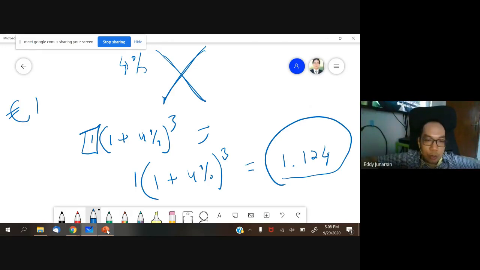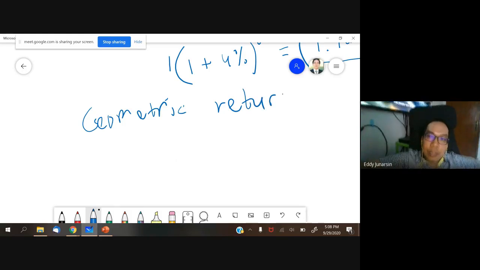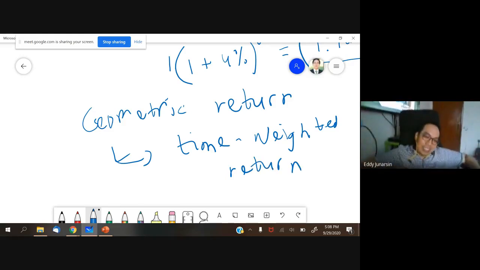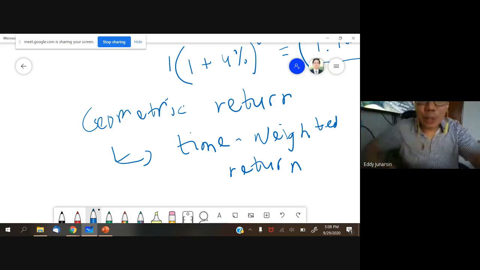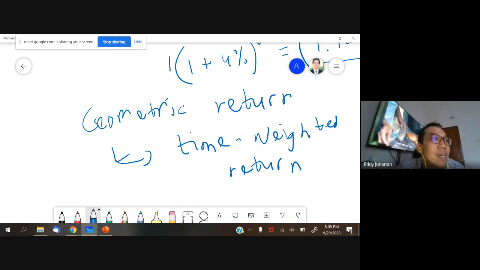So that's why we have to use the geometric return, or you can call it another way. The fancy name of it is time weighted return. Sounds cool, right? When you talk to someone, or you talk to parents, you go, "Oh, what is your time weighted return?" Sounds very cool, but actually it is geometric return. Geometric means it's compounding, right? Not intermittent, but compounding.